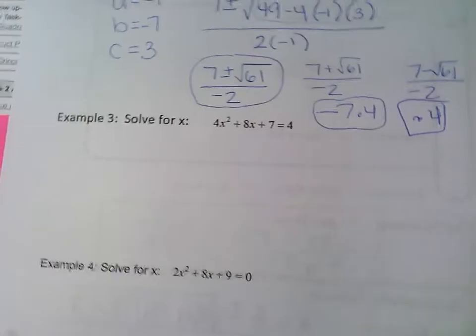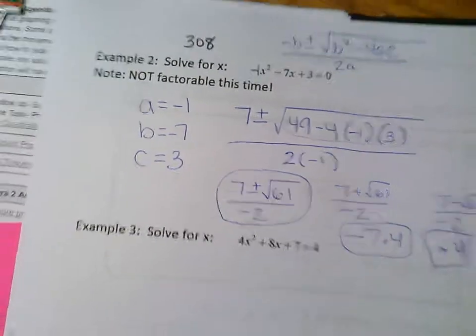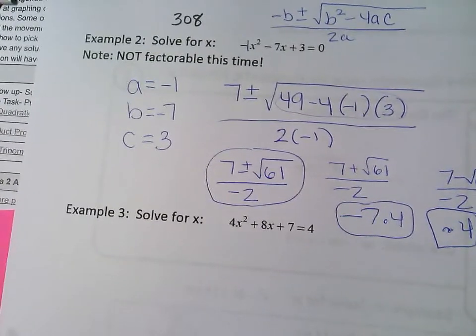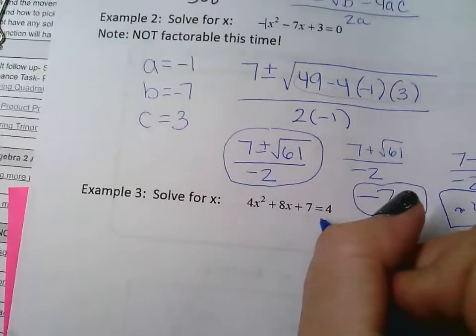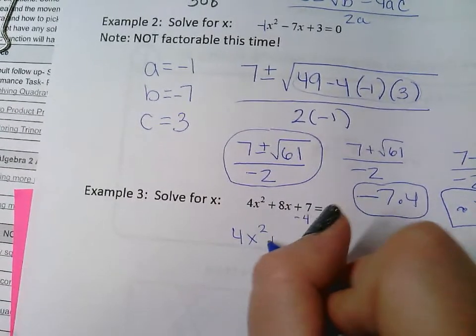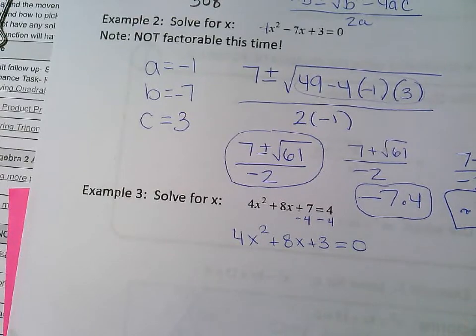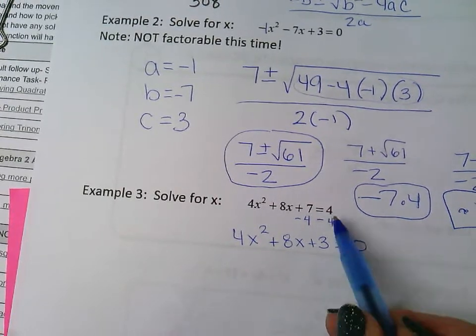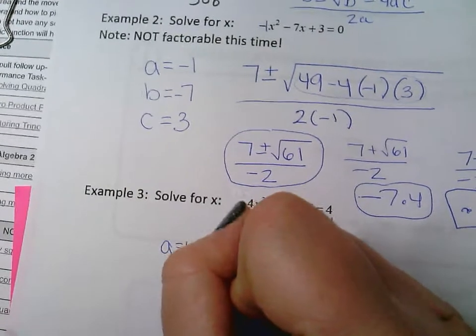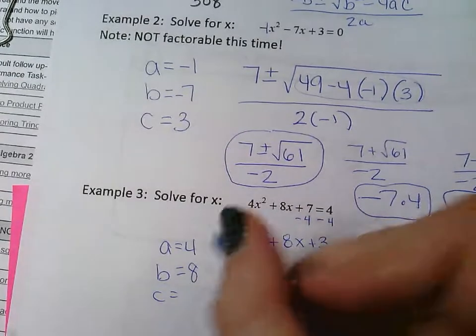All right, so in example 3, there's something a little bit different between example 3 and example 2. Did you notice something? It's not equal to 0 on the right. So I need to make it equal to 0. So to make it equal to 0, I'm going to subtract 4 to the other side. 4x squared plus 8x plus 3 equals 0. So I've subtracted 4 to the other side. So now I can identify A as 4, B as 8, and C as 3.